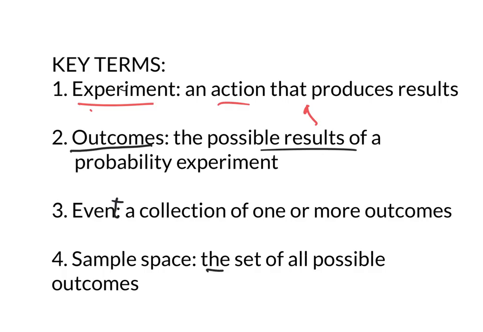Sample space: the set of all possible outcomes. So flipping a coin, the sample space is heads, tails. Rolling a die, the sample space is 1, 2, 3, 4, 5, or 6. And you can go on forever like that. Drawing a card, all the different cards in the deck.